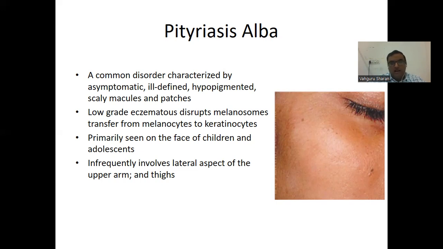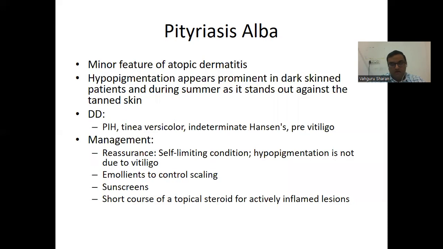Infrequently it involves the lateral aspect of the upper arm and thighs. But pityriasis alba as such is a minor criterion for atopic dermatitis. Now, the hypopigmentation appears pretty prominently in dark skinned patients, and during summer, when the skin around it tans, it stands out against the tan skin.